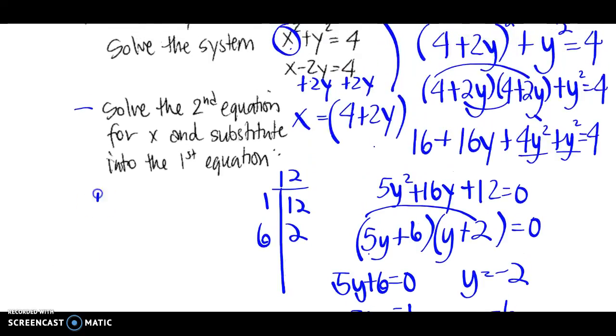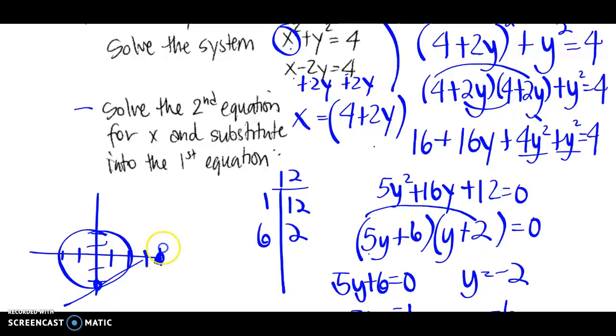X squared plus y squared equals 4 is a circle with a radius of what? 2. And the center is 0. So here's the circle, and then the line: the x-intercept of that line is 4, and the y-intercept is negative 2. So this is what the line looks like. So we're finding these 2 points right here.